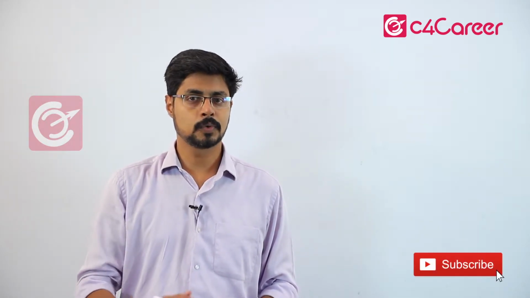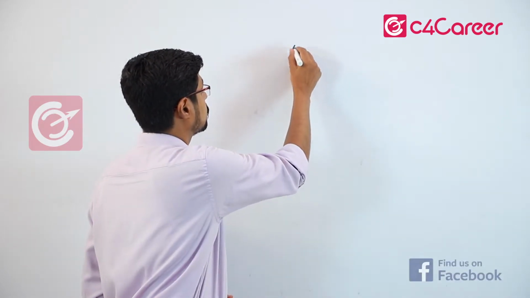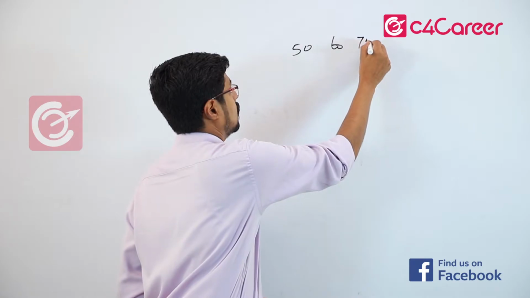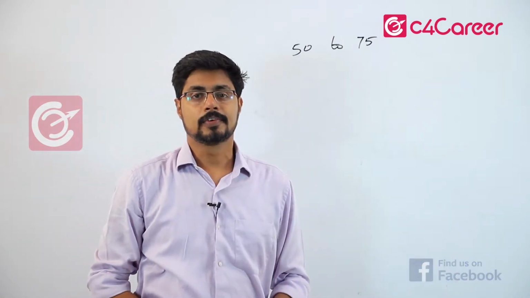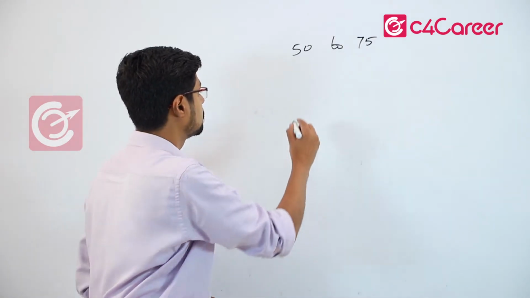So today we are going to discuss the squares of numbers from 50 to 75. If you remember, we have already discussed the squares of numbers from 125 to 100 as well as from 100 to 75. So we are going in the reverse order. So let's take an example here.